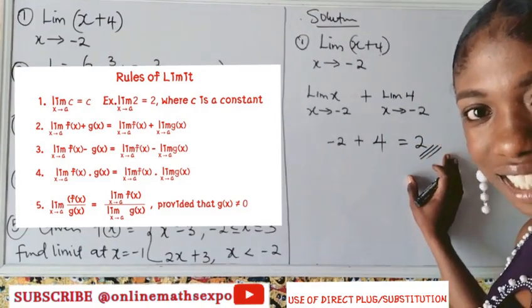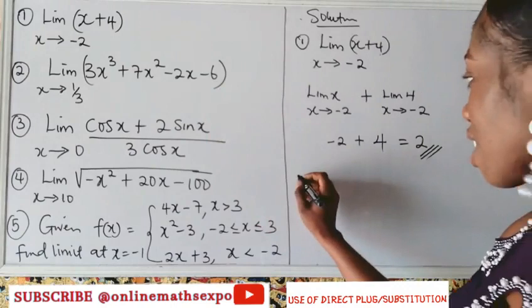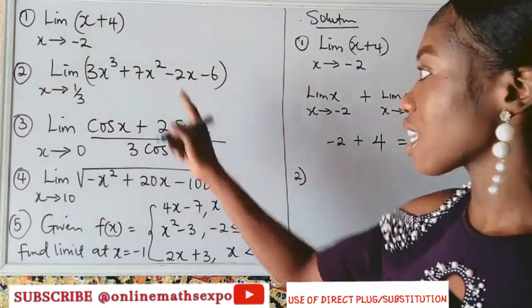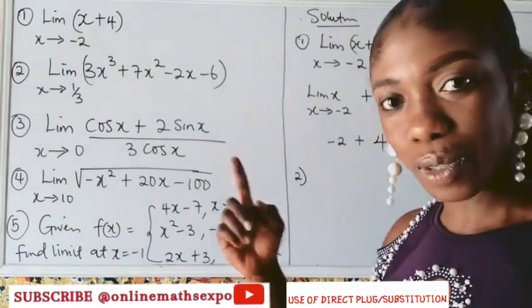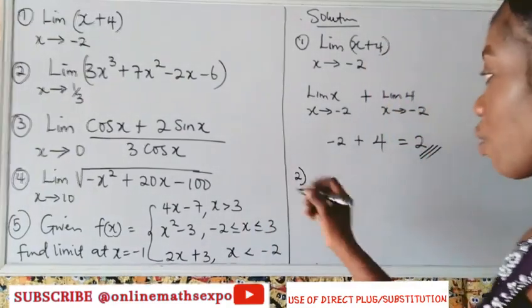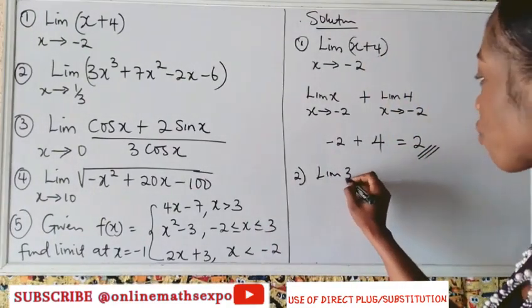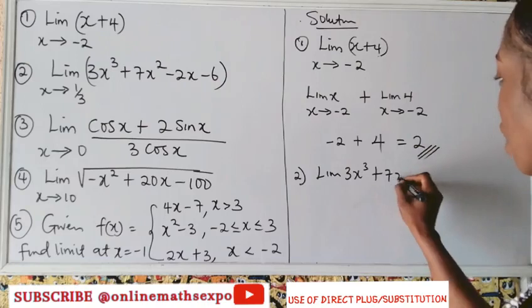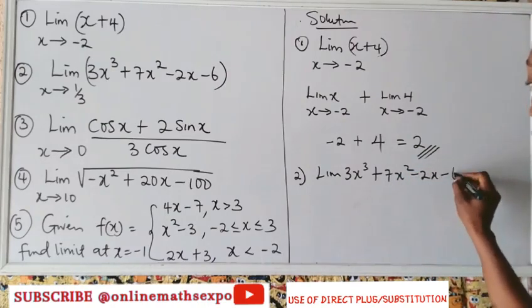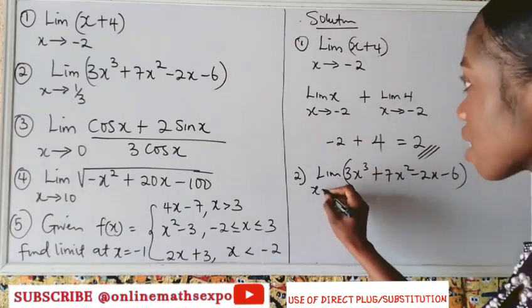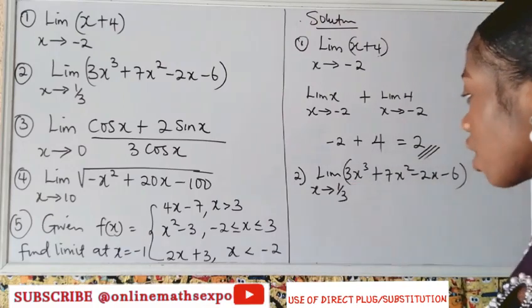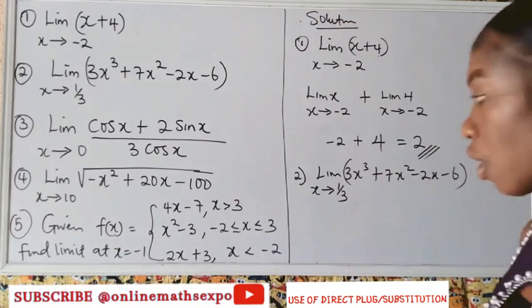I hope it's clear. Okay, let's look at example 2. For this example 2, we are going to go straight without obeying the rule. So we have the limit of 3x cubed plus 7x squared minus 2x minus 6 as x is approaching 1 over 3. So let's do our direct plug there.